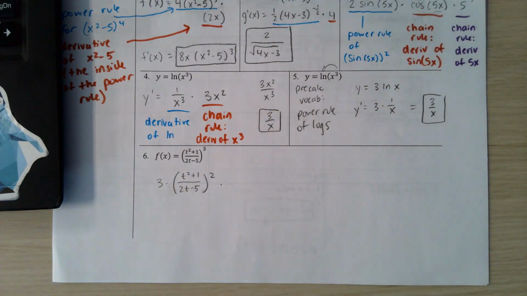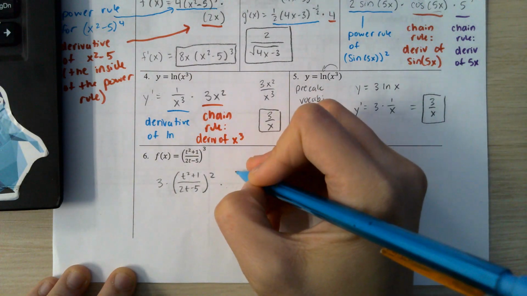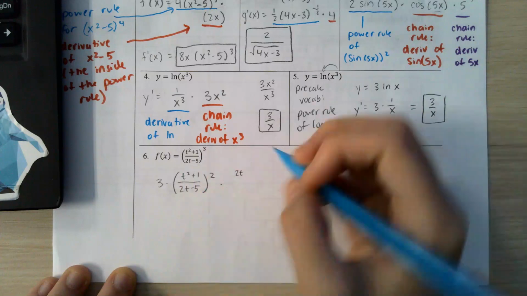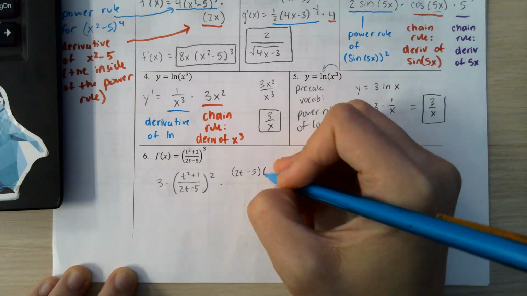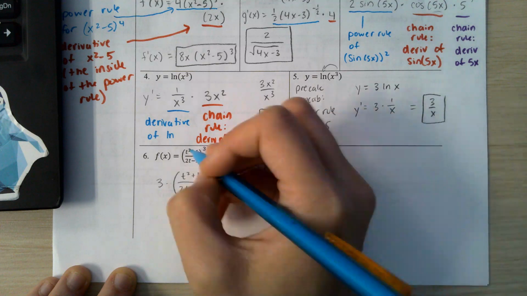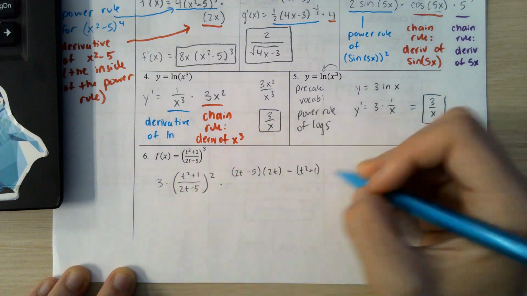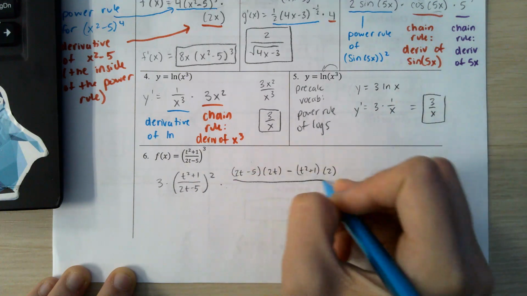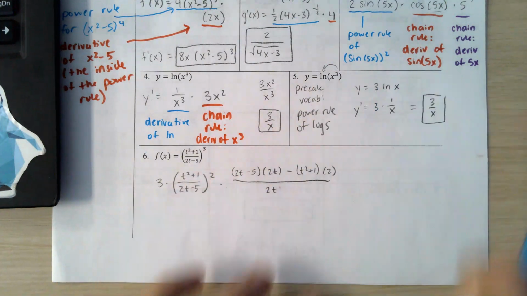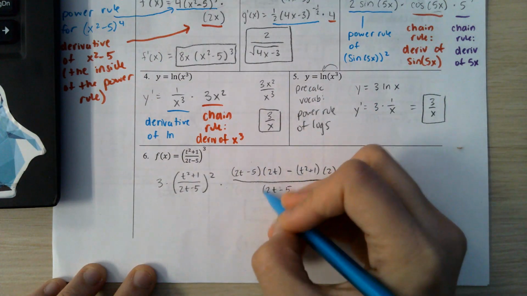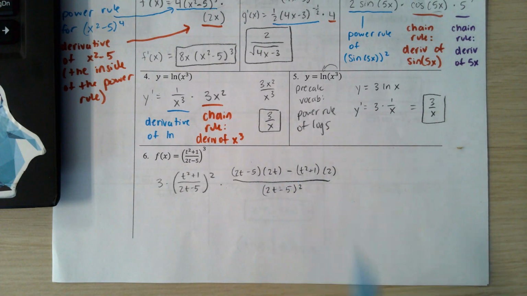I always like to say low d high d low in my head. So we have low, which is the thing on the bottom of the derivative, times the derivative of high, d high, which is just 2t, minus high, t squared plus 1, d low, which is just 2, all over low squared, 2t minus 5 squared. So low d high minus high d low all over low squared.